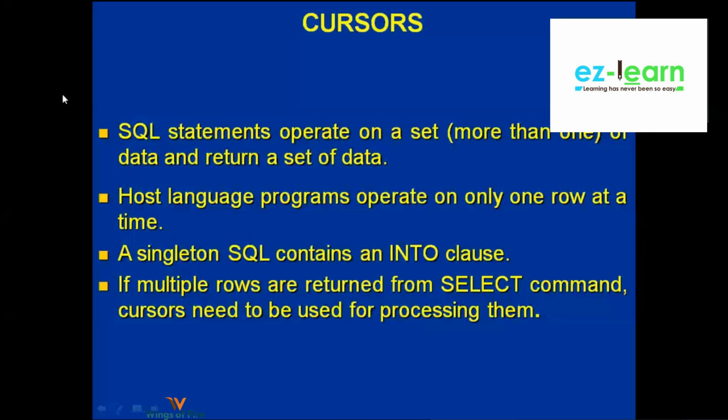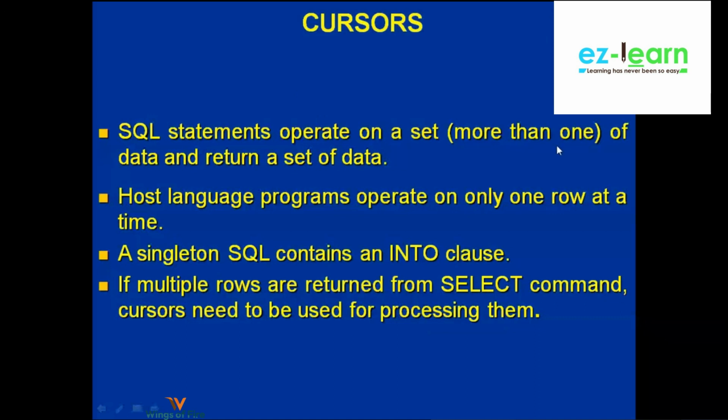So here it's clearly given. I'll share these slides. SQL statements operate on a set of data and return a set of data. Host language operates on only one row at a time. In the host language, there is only one set of host variables in DCLGEN; we don't have any OCCURS clause. So singleton selects contain an INTO clause. If multiple rows are returned from a select command, a cursor needs to be used for processing them.